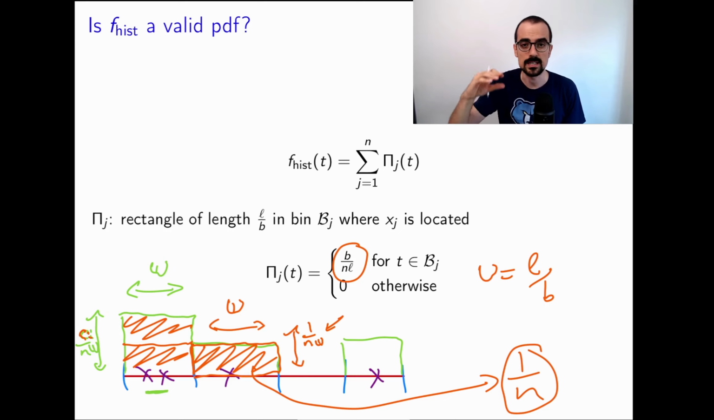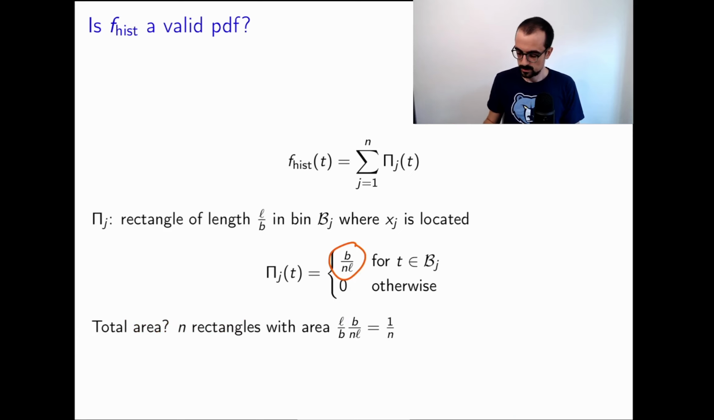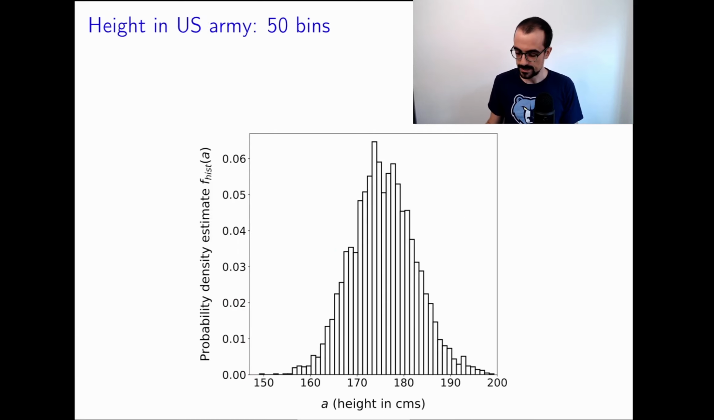But the point is that for each data point, you can think of this as putting a rectangle in the corresponding bin. That rectangle has area 1 over n. If you add up all of them, they're going to have area equal to 1. So that's what I just said.